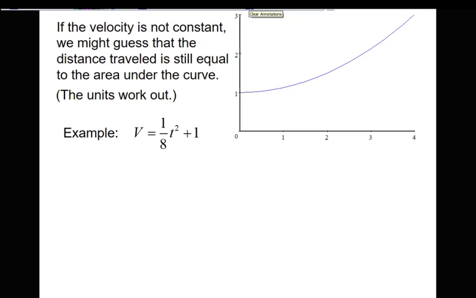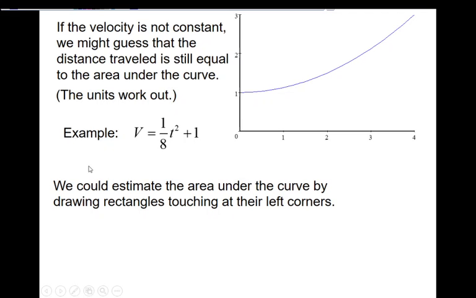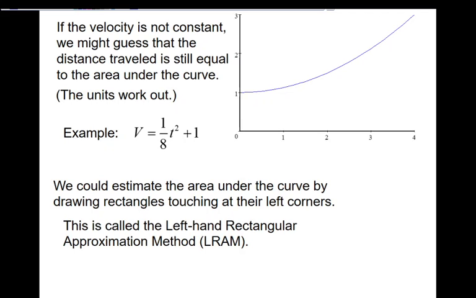There's this method that we're going to be talking about today, rectangular approximation. Instead of using one rectangle, we're going to create a bunch of smaller rectangles. We could estimate the area under this curve by drawing rectangles, and we're going to have them touch at their left corners. This is called the left-hand rectangular approximation method, or LRAM, also known as Riemann sums in some textbooks. Basically, I'm going to use 4 different rectangles. So here we go.